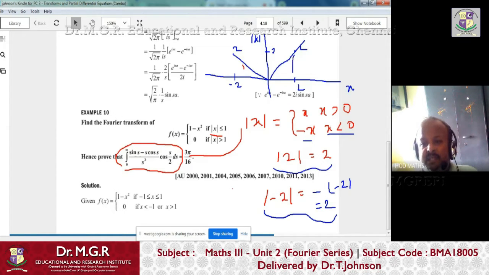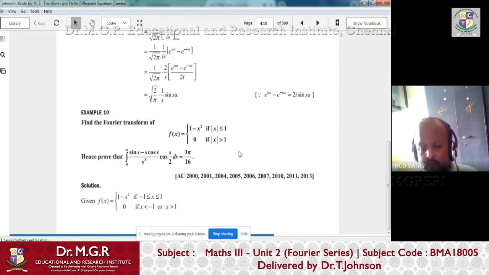And obviously it is understood that it is an even function, because whatever area is covered here is the same as the area covered here. Whatever area is covered from 0 to 2 is the same as from minus 2 to 0. So both areas are the same. So if you integrate f of x dx from minus 2 to 2, that is the same as 2 times the integral from 0 to 2, because of the symmetry. So this is the idea behind that.